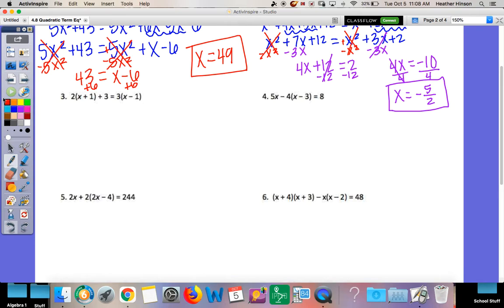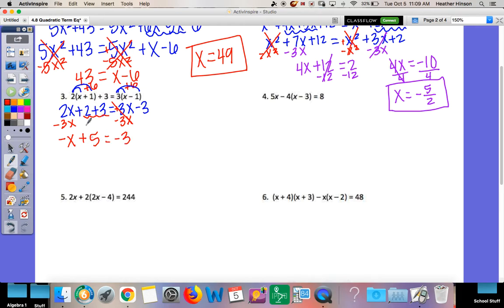So like number 3, if I distribute, this one's not a FOIL because it doesn't have 2 terms to distribute. This one only has 1 number. So 2 times x, 2 times 1, bring down my plus 3, 3 times x, 3 times negative 1. I don't have any x squareds to cancel, so I'm going to get my x's together. So this is a positive, so I'm going to subtract it. So 2x minus 3x is negative 1x. I'm also going to combine these like terms. 2 plus 3 is 5.